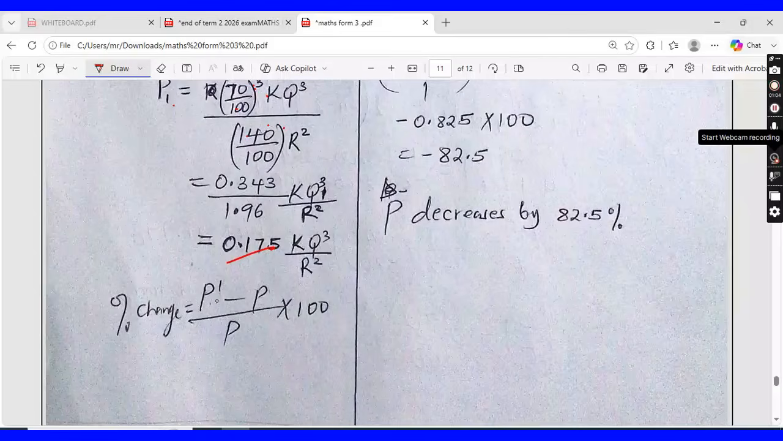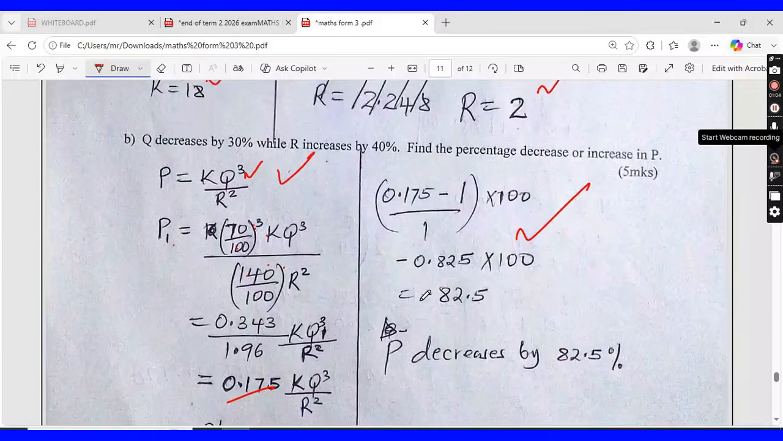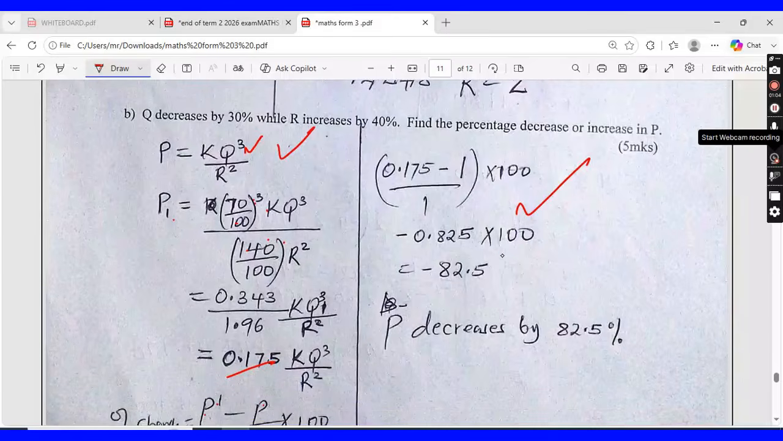Then the percentage change is P1, that is the new, minus the original, divided by the original, times 100. Then you find it is negative. Negative means a decrease. So this is negative 82.5%, which means that P decreased by 82.5%. That's a decrease.